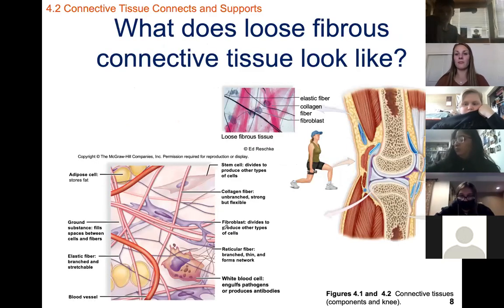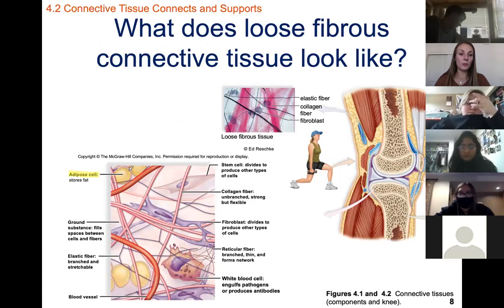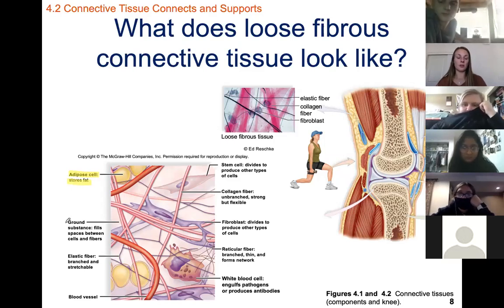Here's an example of what fibrous connective tissue looks like. So here we have an example of an adipose cell. It looks like a little yellow blob. You can find that in the layers of your skin, in the layers of your internal organs. Adipose tissue can be found in various areas. There's also a negative stereotype against adipose tissue. We do need it to survive. So while it is the stereotype to have a low body fat percentage, it's not necessarily the healthiest thing in the world.